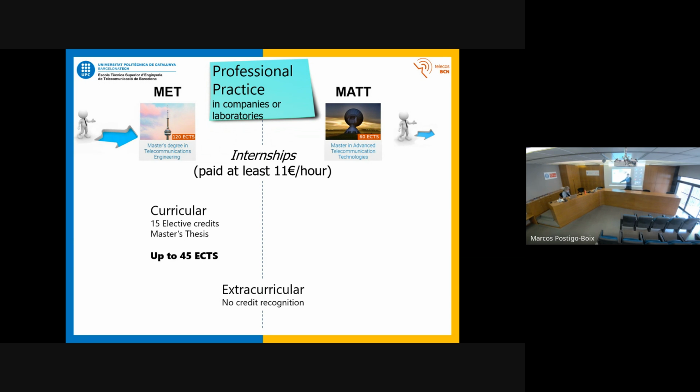Also, you have the option of doing extracurricular internships. That means they don't have credit recognition, but you are going to be paid for your work. In the case of the Master MAT, you have only the option of doing the master thesis in a company, in an internship, and that means that you can follow up to 12 ECTS only in curricular internships, and also you can follow extracurricular internships.